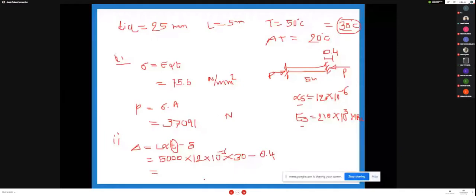Sir, 1.8. 1.4. 1.8. Yes, 1.4 is correct, 1.4. And remember, L we are taking in mm, so this delta value is in mm. So this will be 1.4 mm.